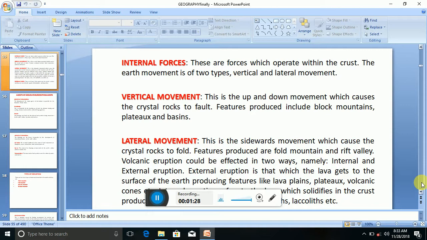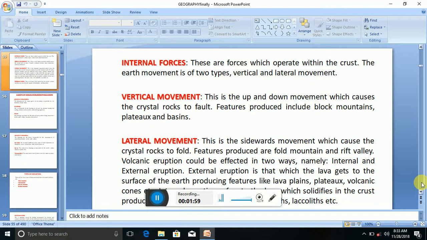Now, the vertical movement is the up and down movement which causes the crustal rocks to fault. Features produced include block mountains, plateaus, and basins. So the vertical movement, which is pushed by the vertical force of earth movement, causes things like block mountains, plateaus, and basins.